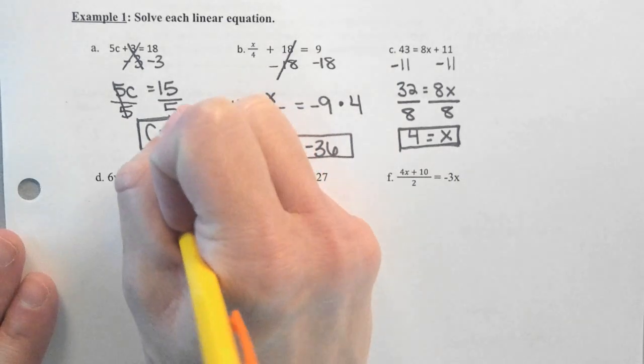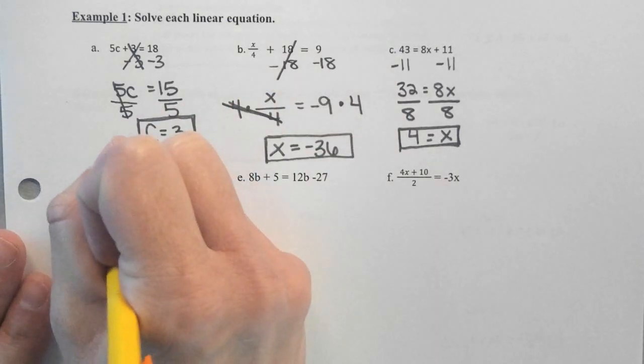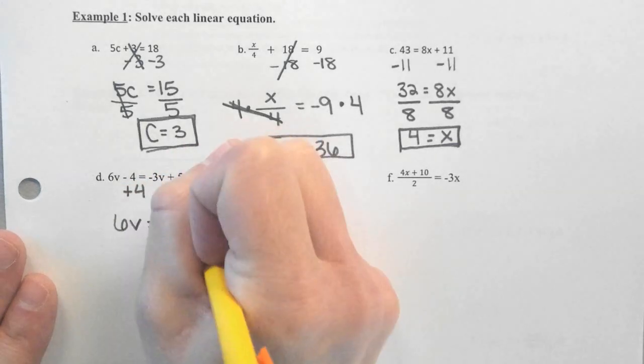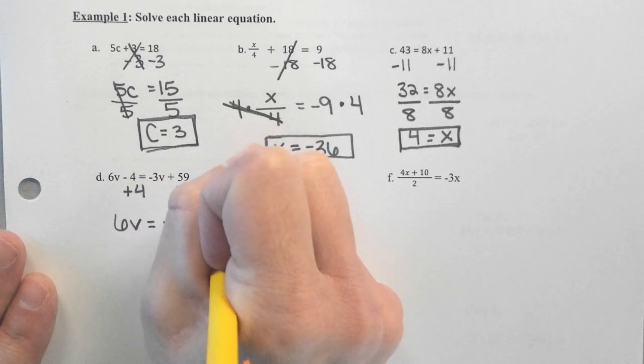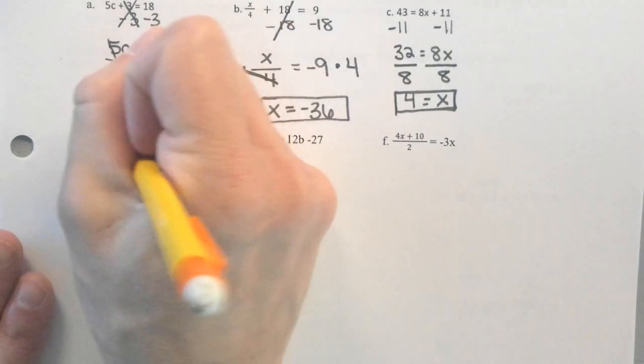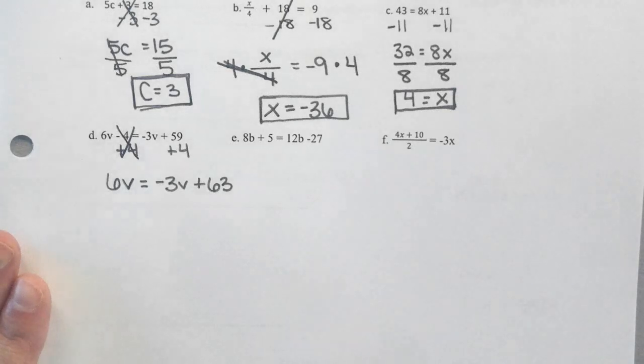These are kind of like choose your own adventure problems in a way, because there are different things that you can do. I like to get my variables together first, but that doesn't mean that's the only route you can take, right? So there are different options here.